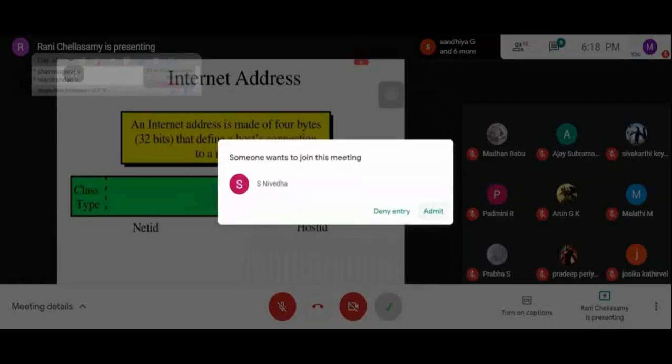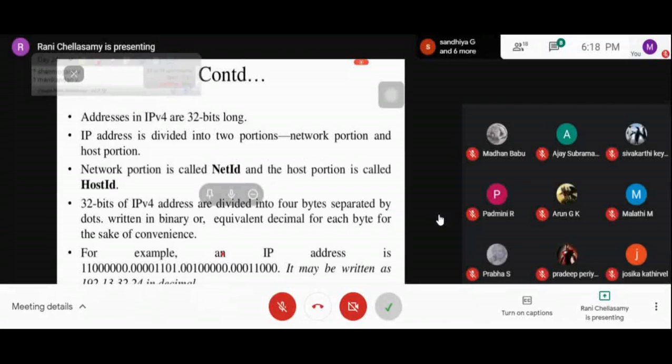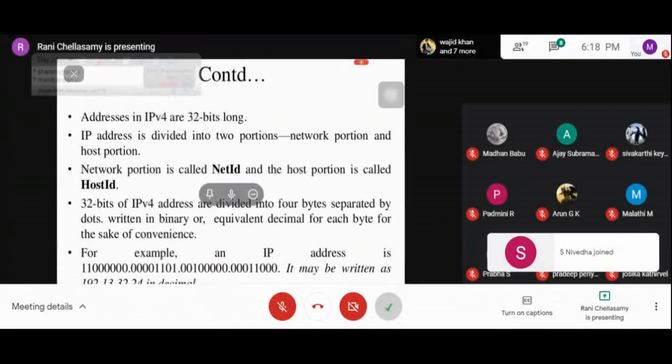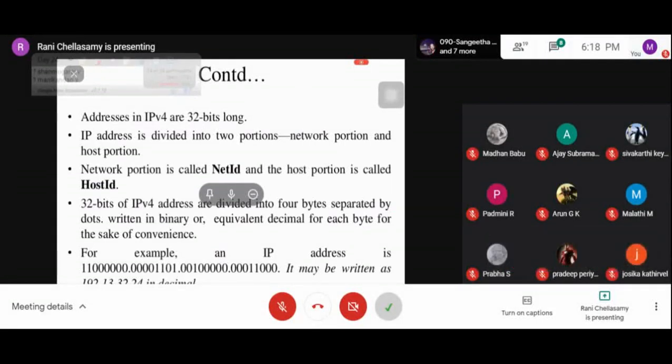As we have seen, an IP version 4 address is a 32-bit IP address. This address has 2 portions: the network portion and the host portion. The network portion is called the net ID, and the host portion is called the host ID. The 32 bits of an IPv4 address are divided into 4 bytes separated by dots. Either it can be written in binary or in equivalent decimal for each byte.